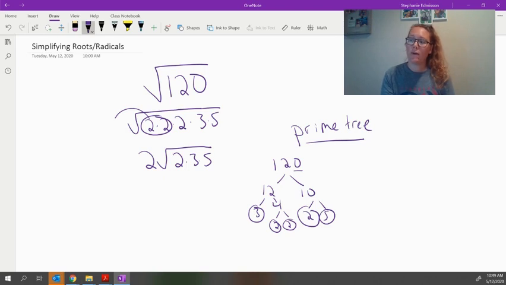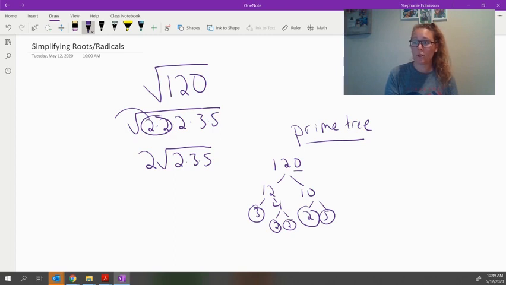Now, anytime we don't have a math operation symbol between something, that means they're being multiplied. So this is 2 times the root of 2 times 3 times 5. But we're not quite done yet. We can't leave this as 2 times 3 times 5.